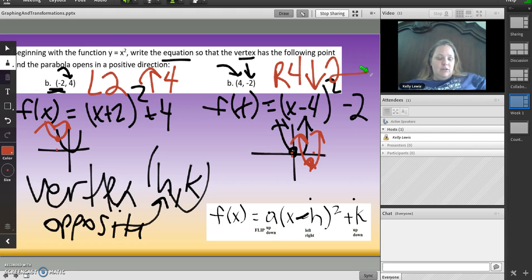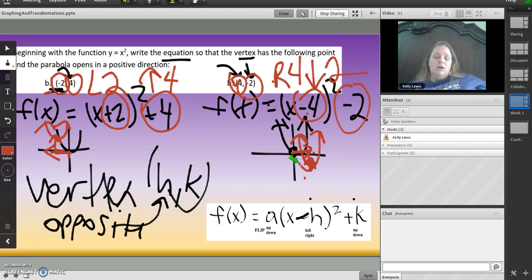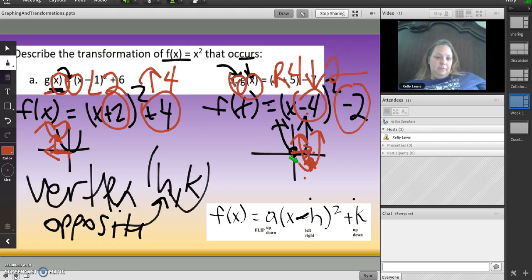And so I got left 2 from here, from there, and so left 2 was this way, 2. And then I got up 4 from here, so from there I went up 4 to that point. Here I got right 4, because remember it's the opposite, so I went right 4, and then right 4 right there as well, and then I went down 2 from this number, that number, so I went down 2.